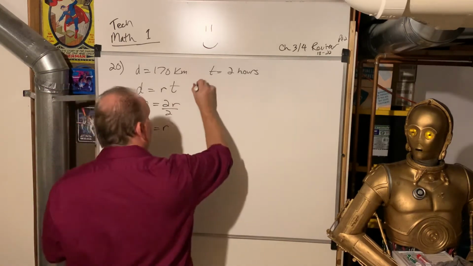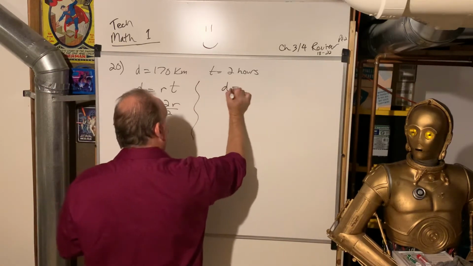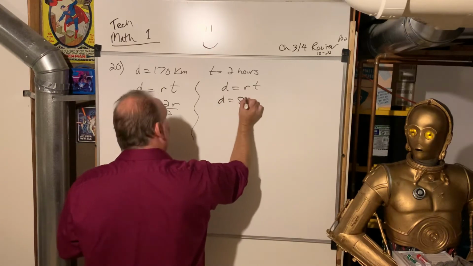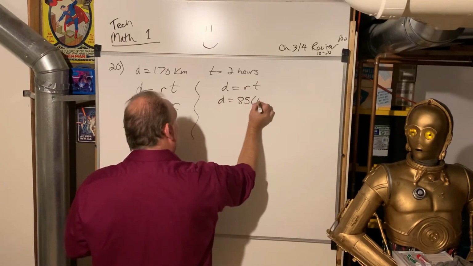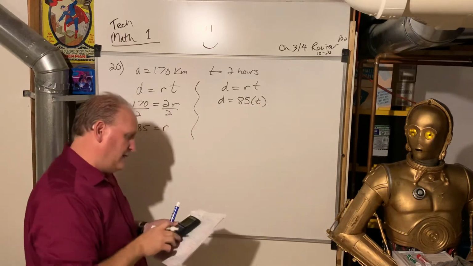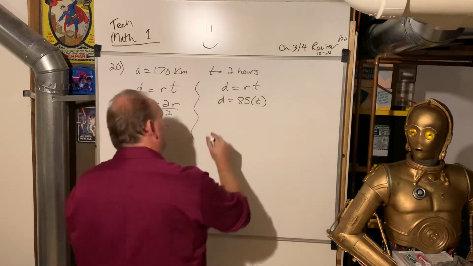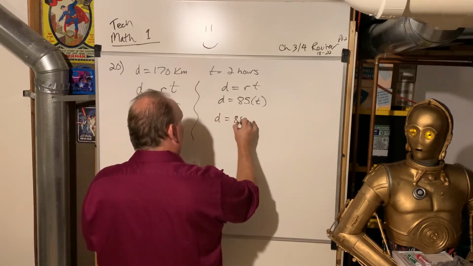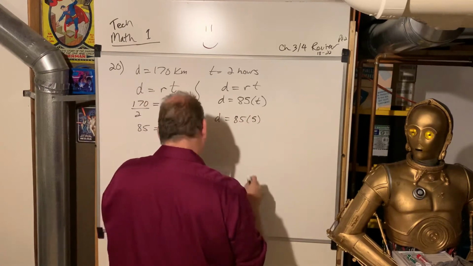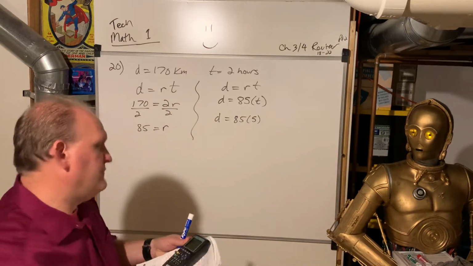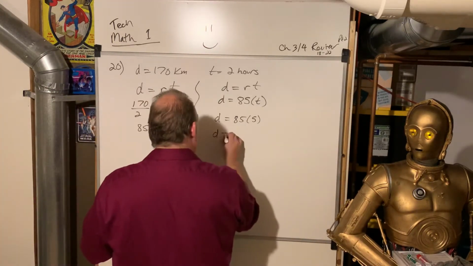But now we set up another one, distance equals rate times time, but this time we say distance equals 85 times time. And then they said for 5 hours, so distance is equal to 85 times 5, and 85 times 5 is 425.